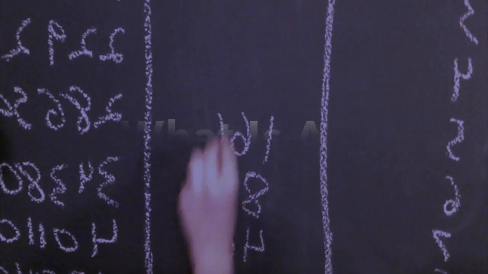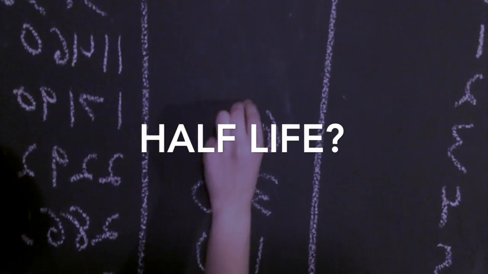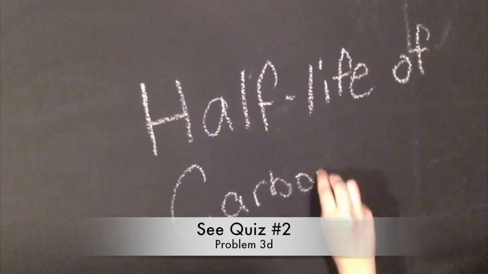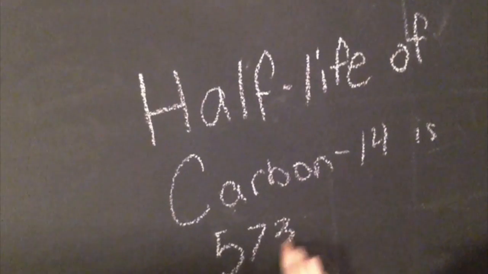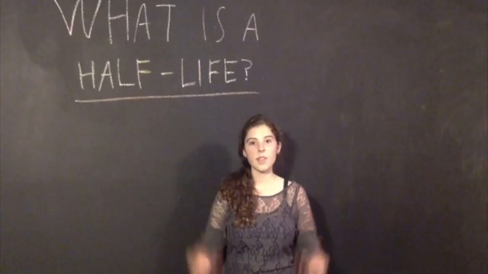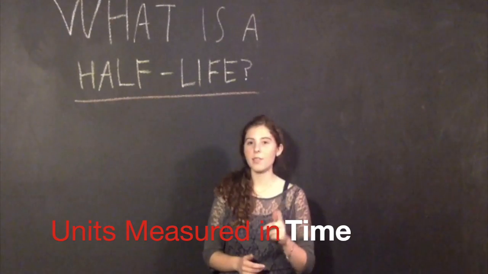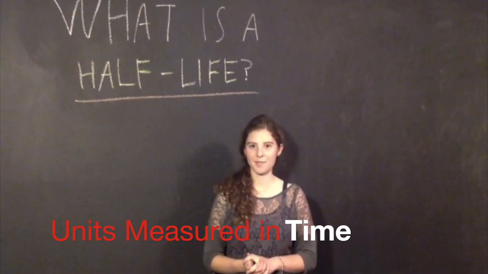What is a half-life? The half-life of carbon-14 is 5,730 years. What exactly is a half-life? It's the amount of time it takes for half of a radioactive sample to decay.